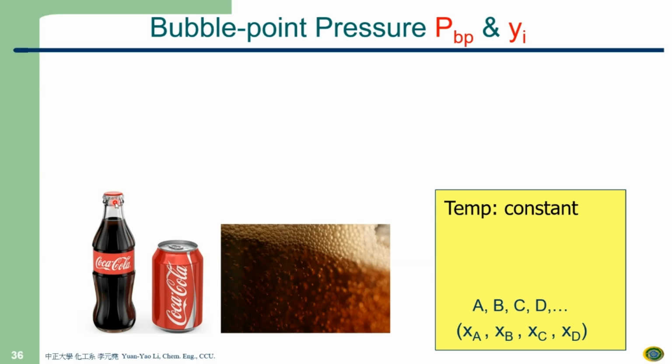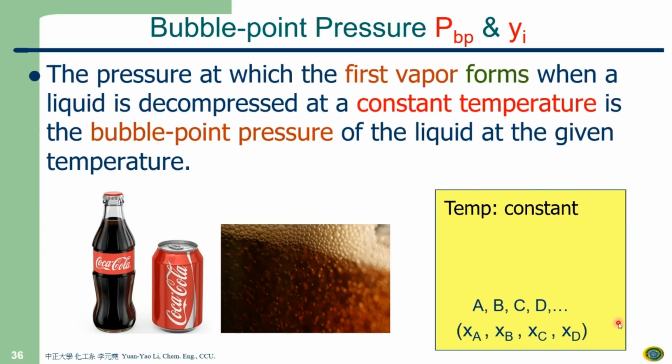But when you sell this as a product, engineers need to design the pressure. Okay, so this is one of the examples. The bubble point pressure is where we keep the temperature constant, and we know the composition in the liquid phase. It is the pressure at which the first vapor forms when a liquid is decompressed.